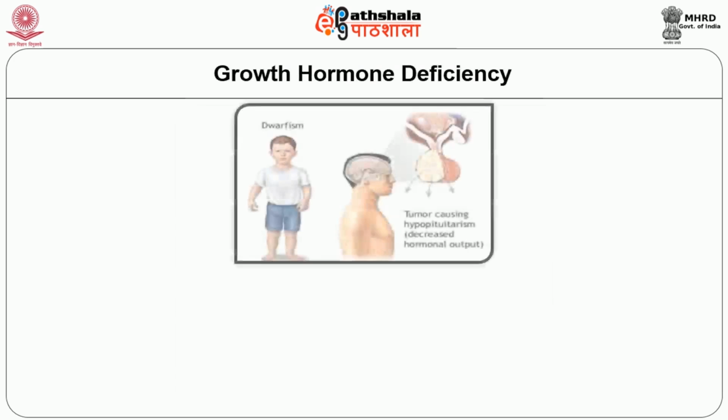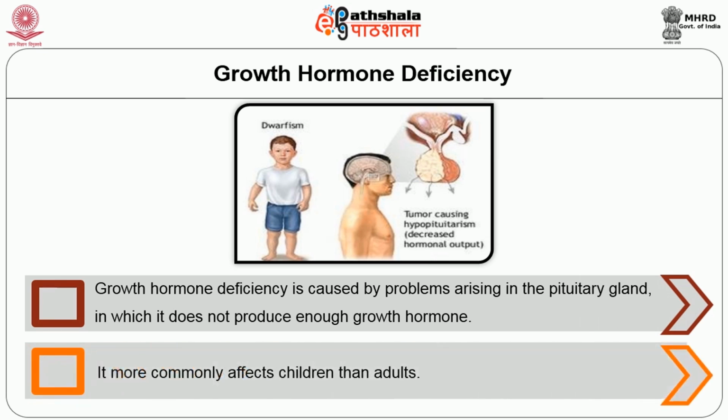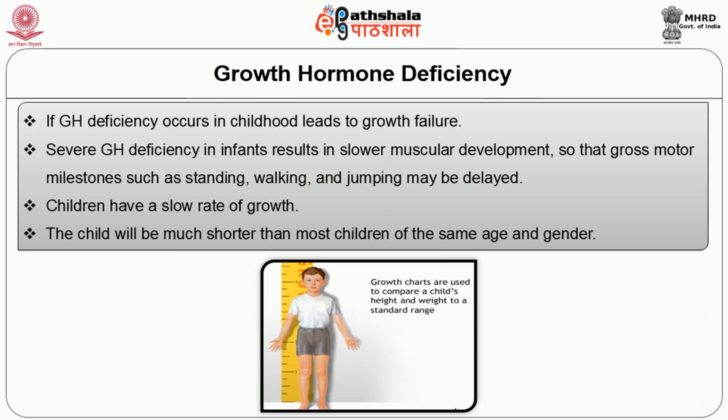Growth hormone deficiency. Growth hormone deficiency is caused by problems arising in the pituitary gland, in which it does not produce enough growth hormone. It more commonly affects children than adults. So a pituitary gland with an enlarged tumor compresses the gland and decreases the release of growth hormone. That leads to growth hormone deficiency. Growth hormone deficiency occurring in childhood leads to growth failure, that is small stature.